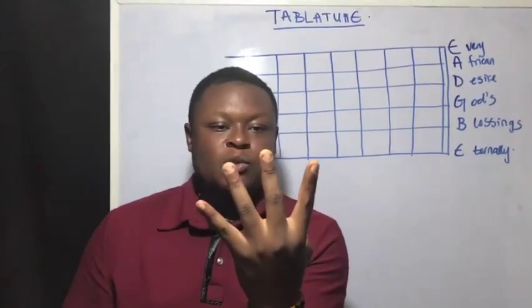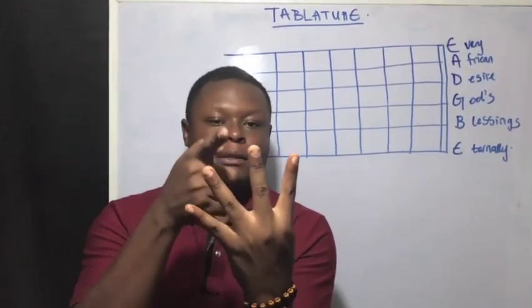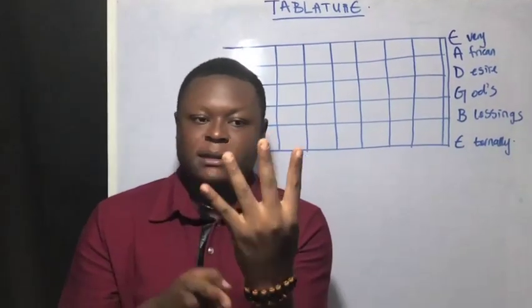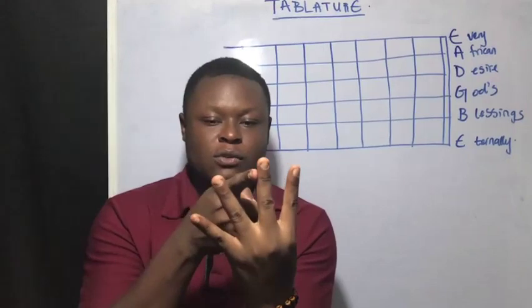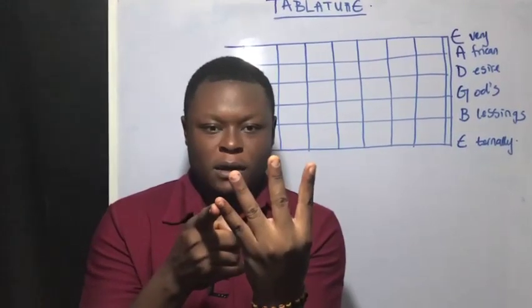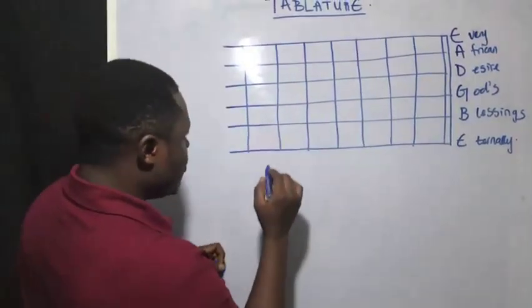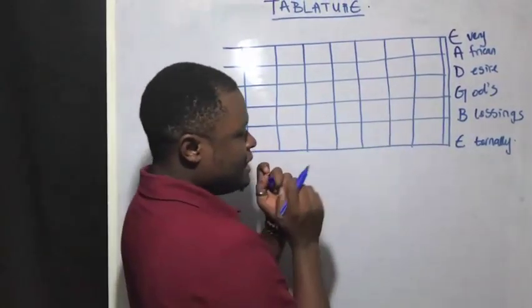Have your four fingers this way and number them. 1, 2, 3, 4. Are we together? 1, 2, 3, 4.